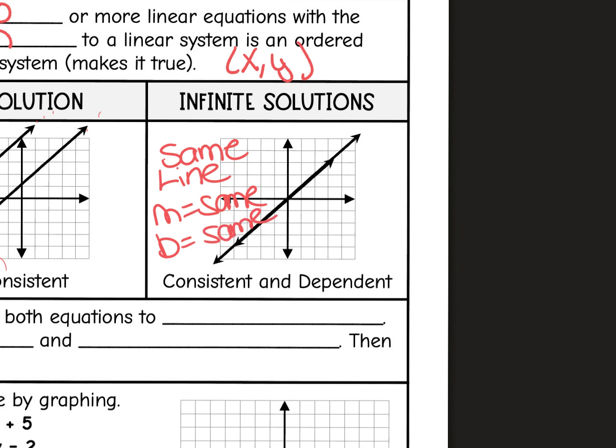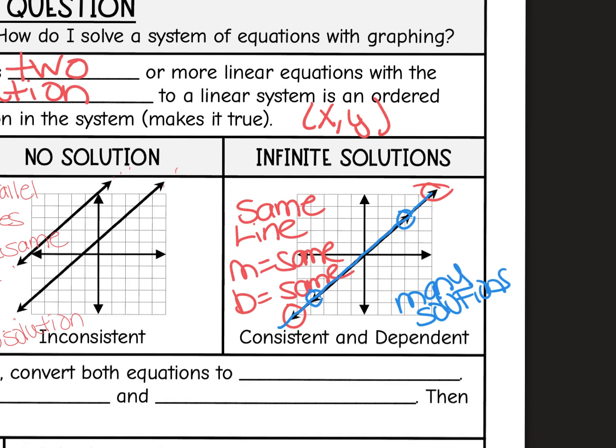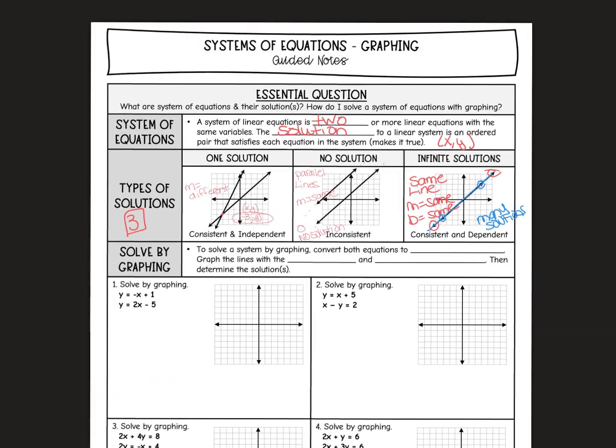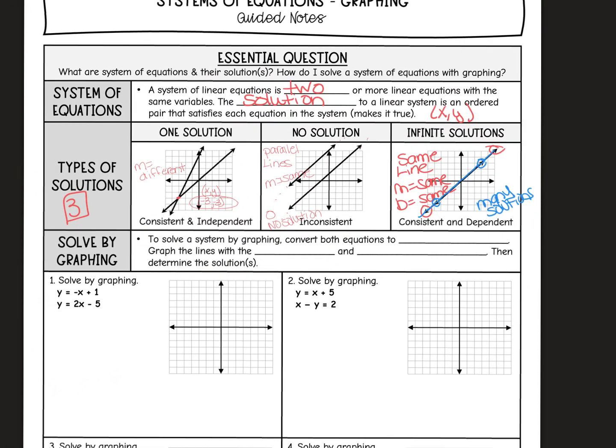It may look on a graph like it's just one line, but notice here I have one line and then I have a second line. They have so many points that they share in common. So there are so many solutions to this one. There are very many points, and we call this infinite solutions because there are many solutions. So always keep in mind that with a graphing of a system, there are three choices. You're either going to have one solution, no solution, or infinite solutions.